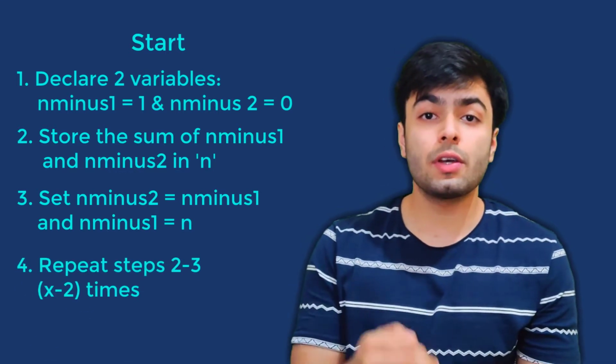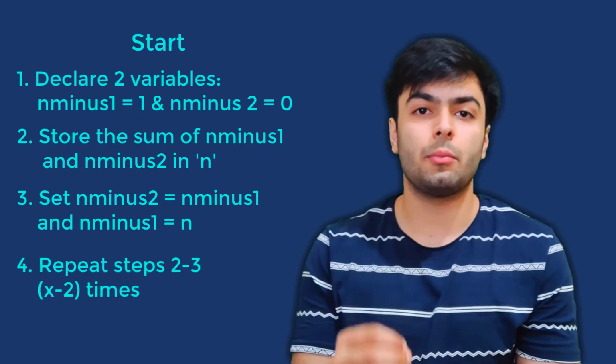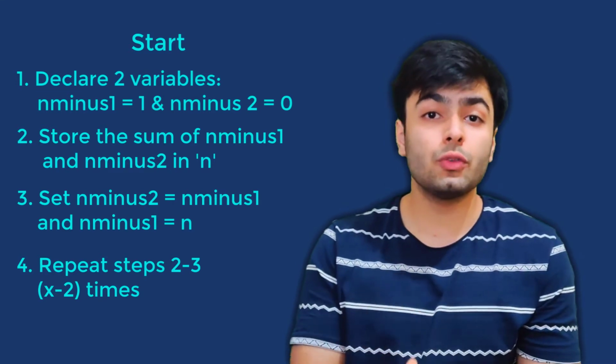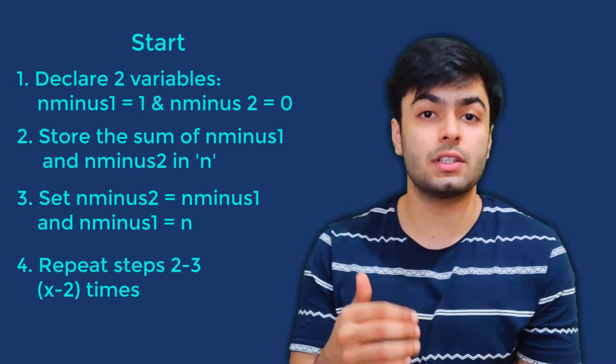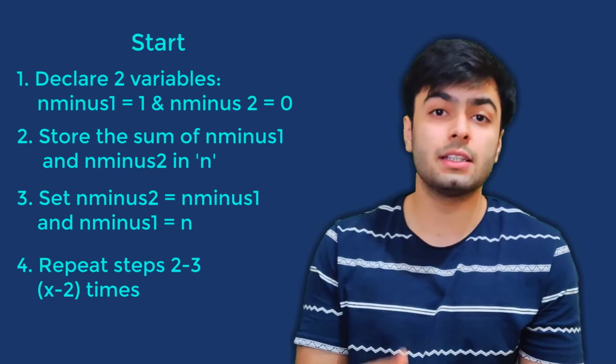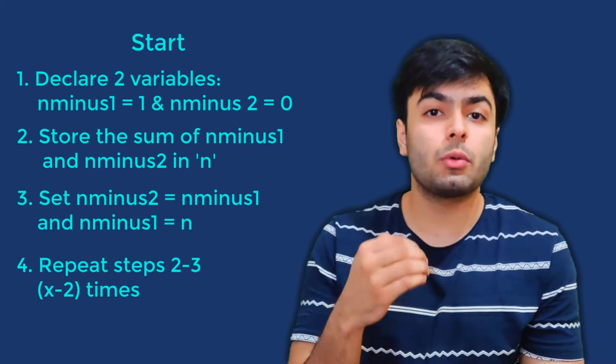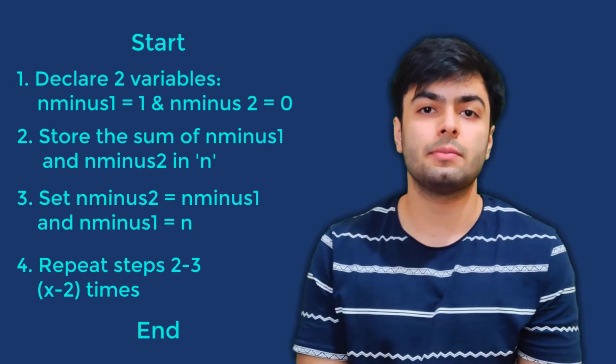Finally, we repeat steps 2 and 3 x minus 2 number of times. This is because we already have the first 2 terms of the sequence. Therefore, if we repeated this process x number of times, we would have 2 more terms than required.